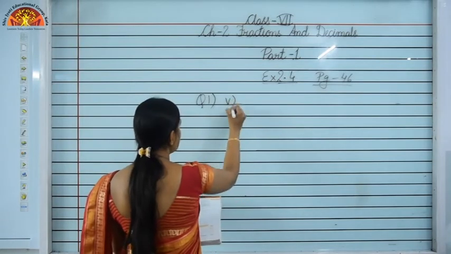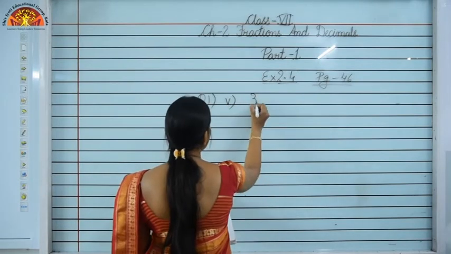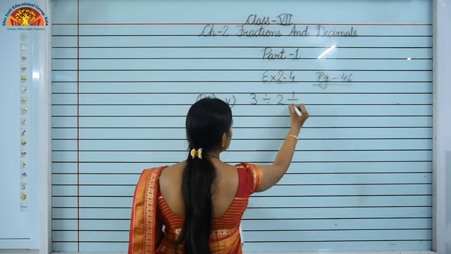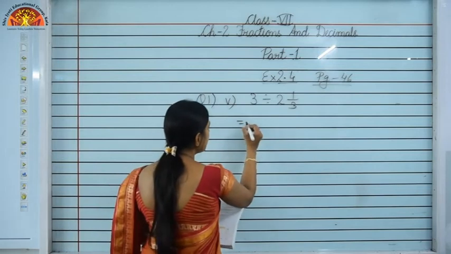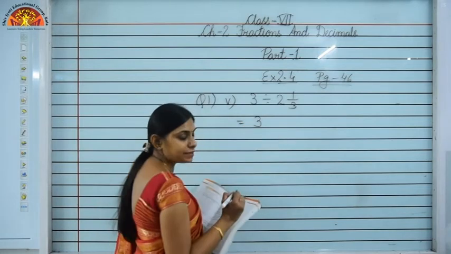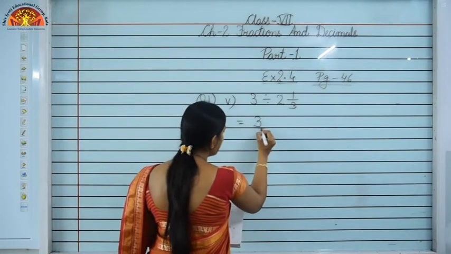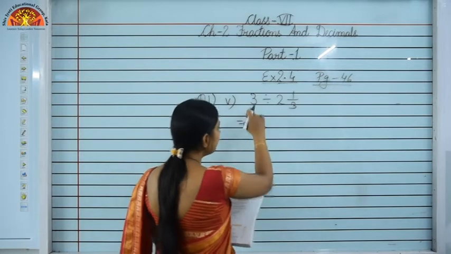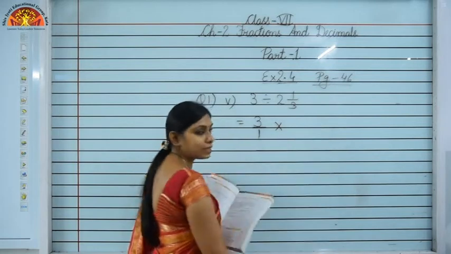Question first, fifth part, find: 3 divided by 2 1 upon 3. So just see over here, 3 will remain as it is. In the denominator there is no number, that means it is 1, as you are already aware. Okay. Now what did I say? The first fraction will remain as it is, the division sign will change into multiplication.